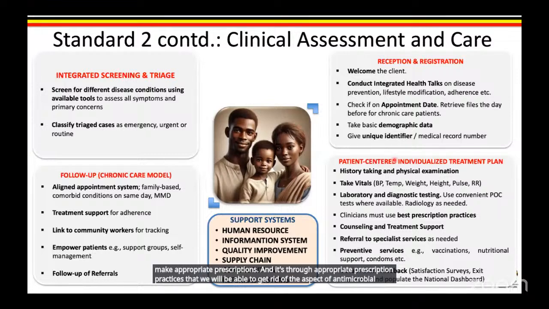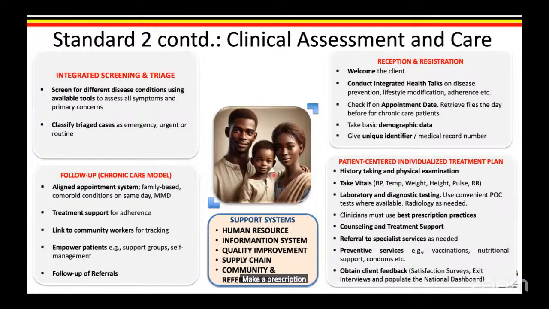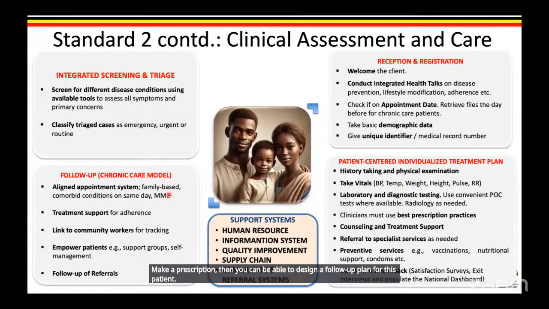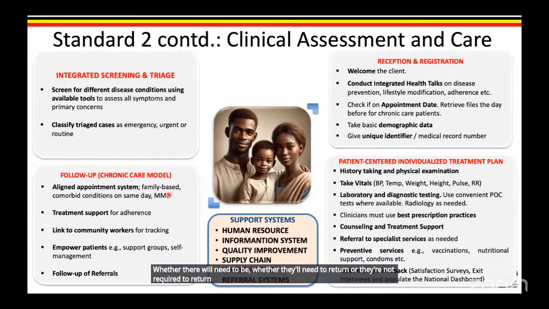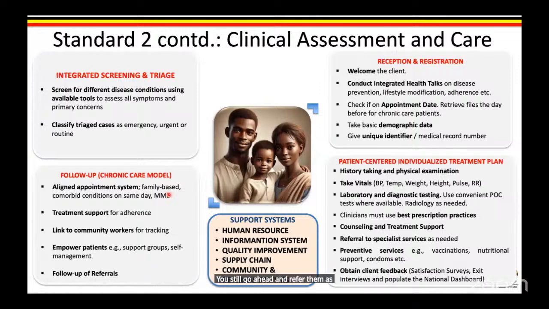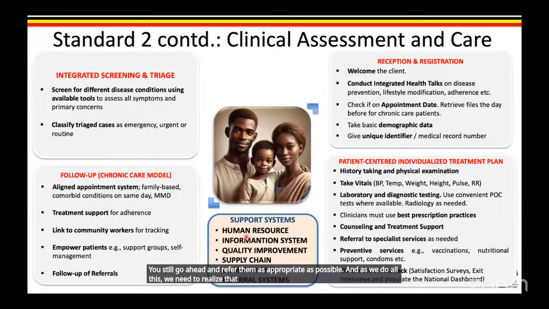And then thereafter, once you have made your prescription, you can design a follow-up plan for this patient, whether they'll need to return or are not required to return. If they require referral, you still go ahead and refer them as appropriate. And as we do all this, we need to realize that there are going to be systems that enable these mechanisms to make sure that our processes are as seamless as possible.